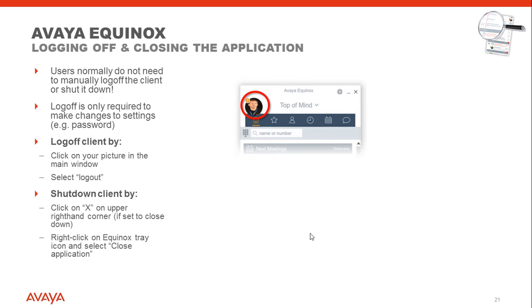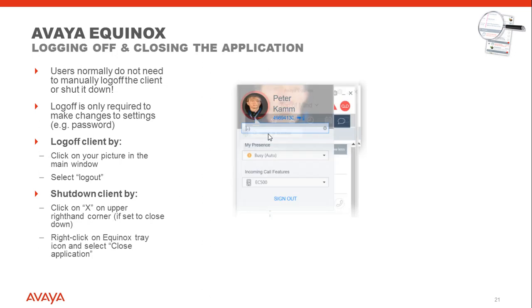Similar with logging off. If the client does need a log off and log in after some changes in the configuration, it normally advertises it to the user and does it automatically. The user does not need to know how to do it manually, but by clicking on the picture of himself, another window will open, and here he can select sign out, and the client will sign out and display the login window.